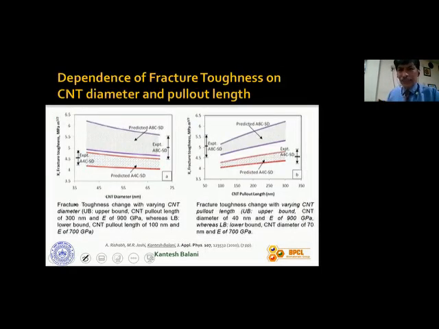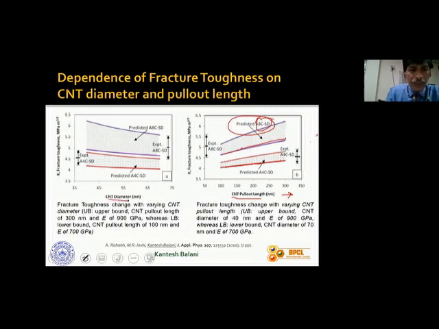Secondly, maybe I need not spend much time on it, but you will also appreciate that if I have a CNT and there is a pullout of CNT, the crack has to propagate an extra path. So with increasing pullout length, I'm getting an increase in the toughness. I can see there's an increase. This line is increasing, this line is increasing, and these are lower and upper bounds. You will expect higher toughness at higher CNT content. So when CNT content is 8 weight percent, I'm getting a higher toughness. That looks very well validated and intuitively right.